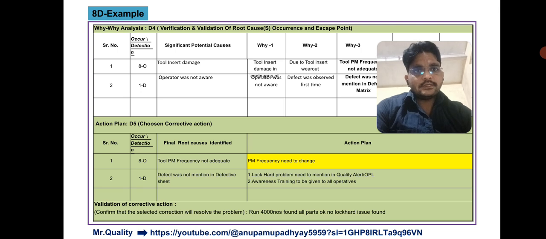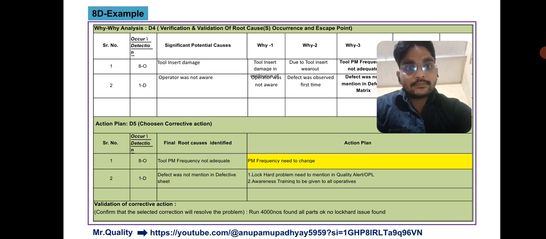We should now go for step 5, choose corrective action, meaning choose the potential corrective actions. What are the potential corrective actions? The PM frequency needs to be revised for the tool, and second, the defect needs to be mentioned in a quality alert or quality alarm and awareness training.